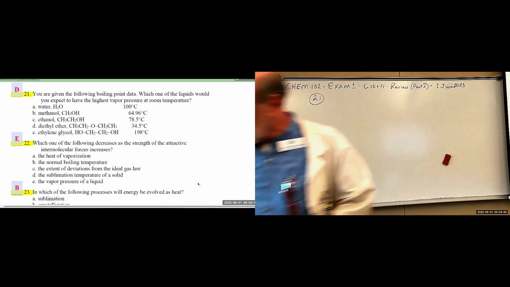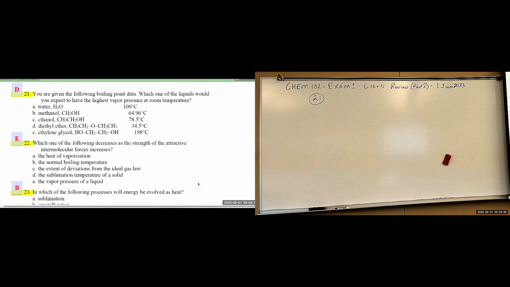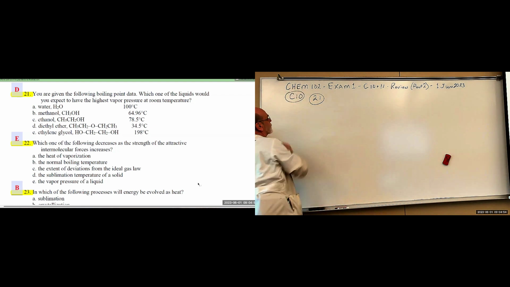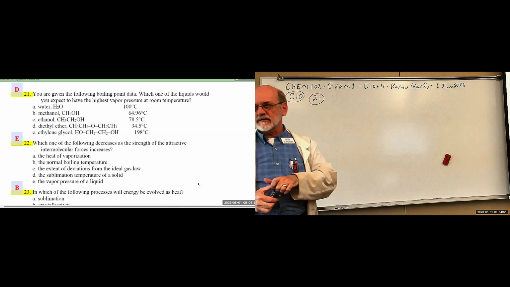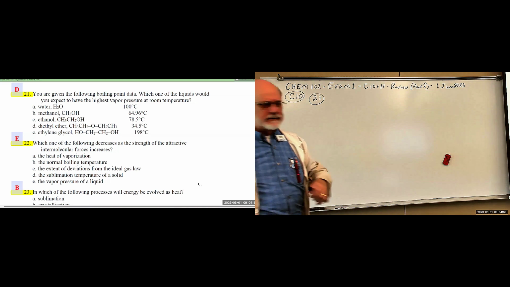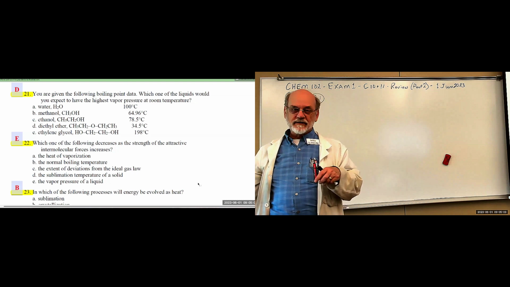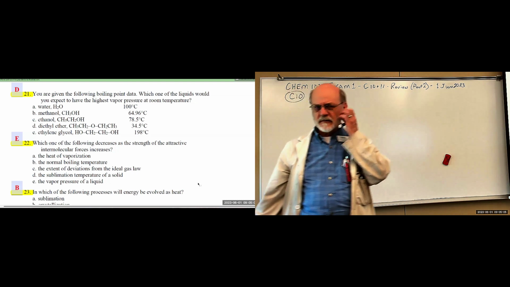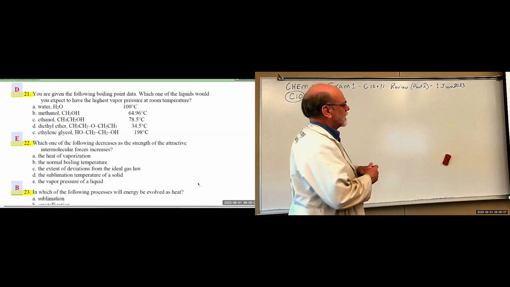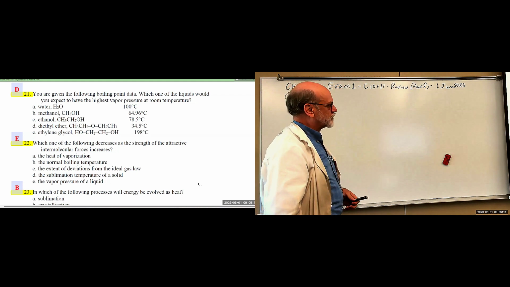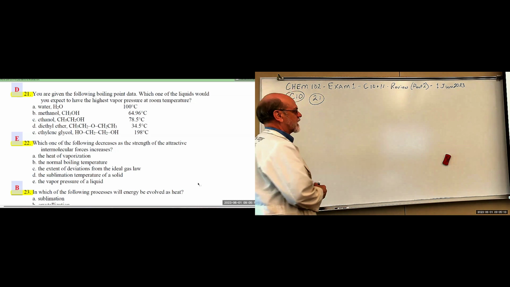By the way, this is 2 chapters. This is chapter 10. I don't know if I did that for the first part. The reason I need to do that is because in chapter 11, I start renumbering. Okay, 21. You're given the following boiling point data. Which one of the liquids would you expect to have the highest vapor pressure at room temperature?